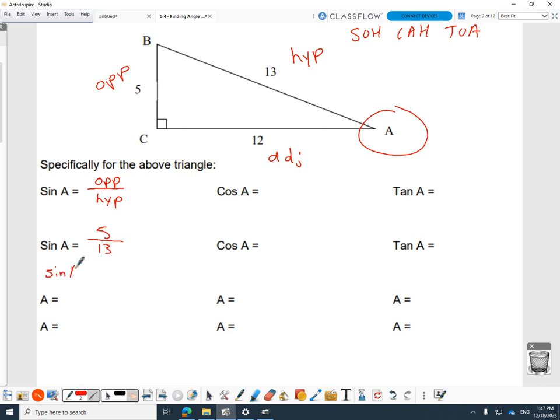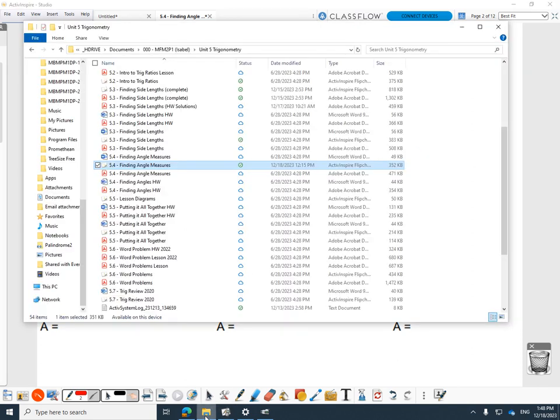You should be unimpressed. You should be completely like, yeah, this is all very interesting, but I still don't know what that angle is. Well, just for fun, let's get it as a decimal. 5 divided by 13. I got to find my calculator.